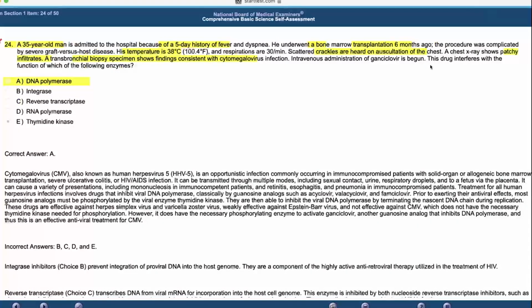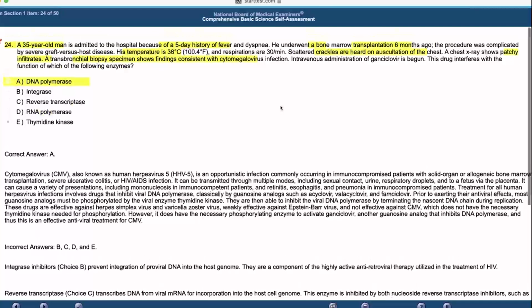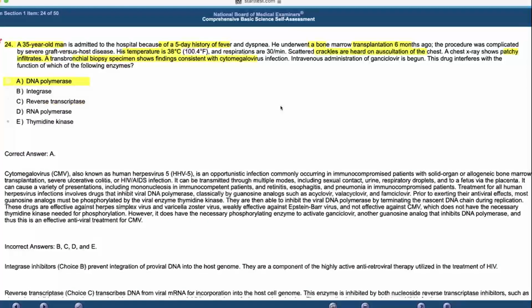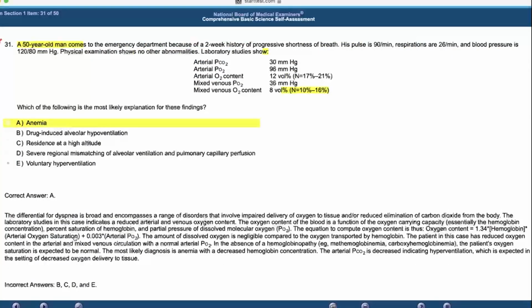Again, I saw the acyclovirs and was immediately thinking of the thymidine kinase, because I've seen the Sketchy for acyclovir and stuff, and I got it confused with what it actually does. Yeah, CMV doesn't have thymidine kinase. All right, keep going.